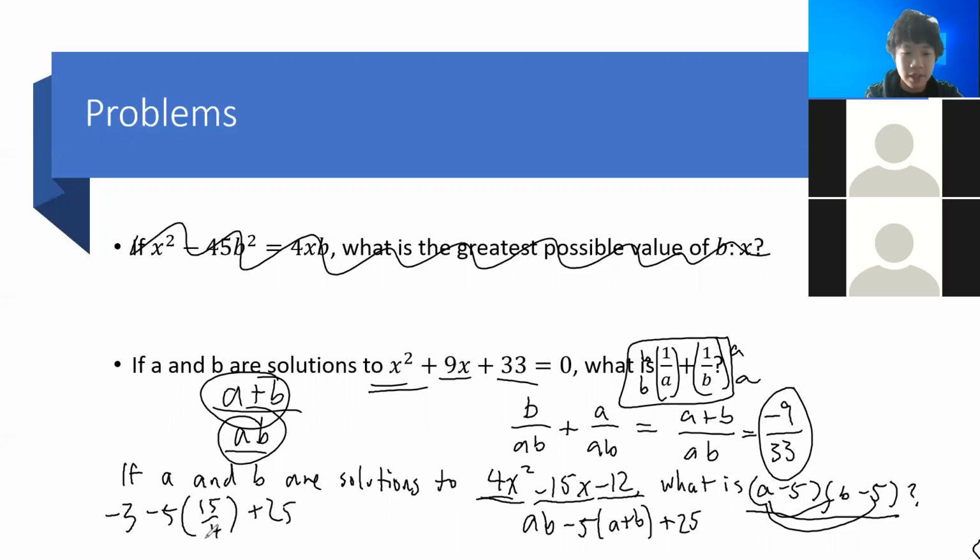Okay. So now we're adding fractions. So we've got to get this common denominator. So we're going to multiply 4 over 4, 4 over 4. So it's going to be negative 12 minus 75 plus 100, all over 4. It's going to equal 13 over 4. And that's the answer. Okay, any questions?